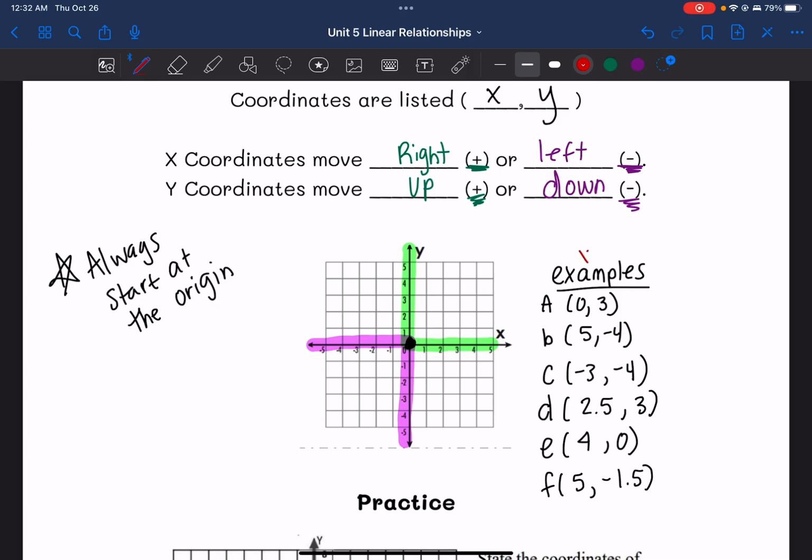Okay, remember it is X, Y, and remember it is going to be left or right, or up and down, okay? All right, so looking at 0, we're either going left or right because that is the X value, and since it's at 0, we're not going anywhere. That means that all we're going to do is either go up or down to find where 3 is.